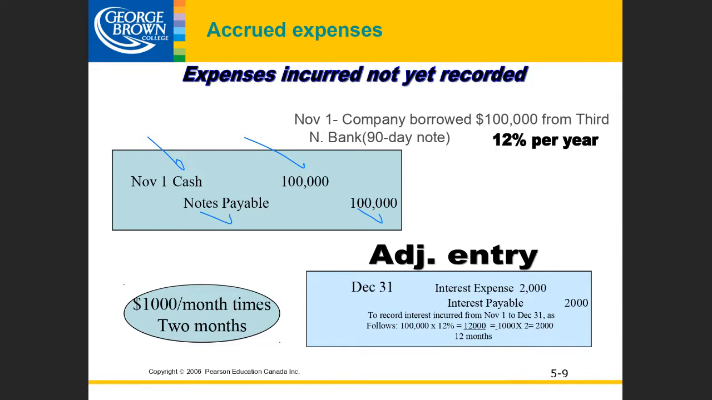So absolutely. In this case, we're paying 12% per year for a $100,000 loan. So what we want to show in this case, the adjusting entry, is the expense of 2 months worth of interest, because 2 months have passed. So first we have to calculate how much interest we've incurred. I've put some calculations into the chat here.